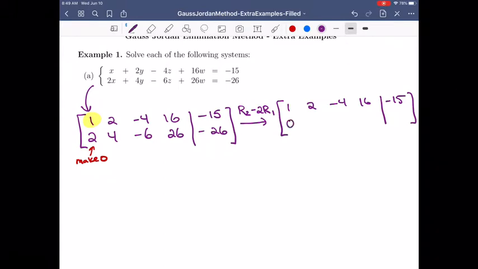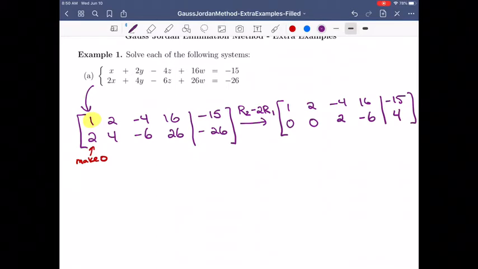So this one's going to be a 0. 4 minus 2 times 2 is also a 0. Negative 6 minus 2 times negative 4, so that's negative 6 plus 8, that's going to be a 2. 26 minus 2 times 16, so minus 32, that's going to be negative 6. And negative 26 minus 2 times negative 15, so that's negative 26 plus 30, which is 4.